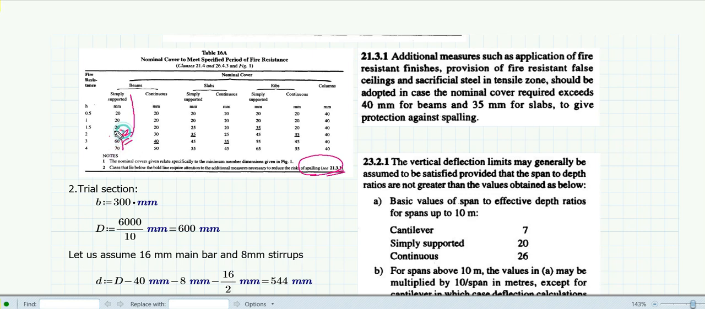Okay, this 40 mm also takes care of fire resistance. Another purpose of providing clear cover is fire resistance. So basically there are two reasons why we provide clear cover. One is to prevent the corrosion of reinforcement, as well as to protect the structure from fire hazards. Okay, so these two tables are very important. Now let's see the next.